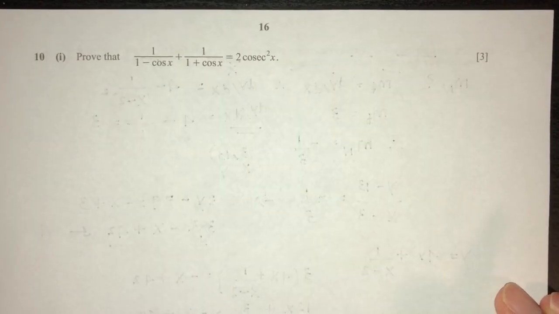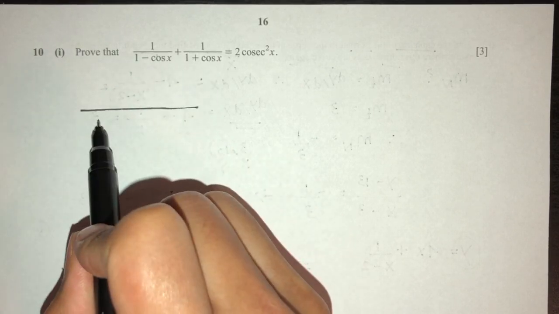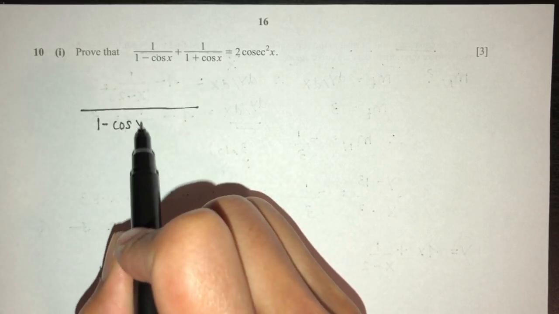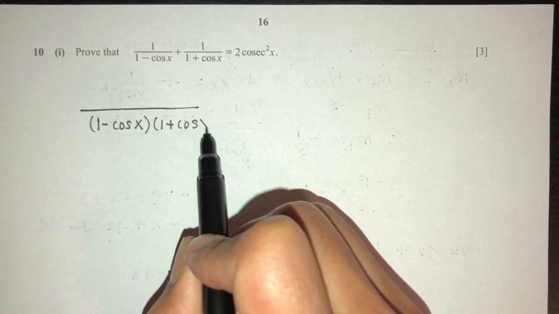Let's move on to question number 10. Prove that the left hand side equals the right hand side. So let's try to do this. First step, as you can see, the bases are different. We have to do the LCM, so multiply them by each other. You will have 1 minus cos x times 1 plus cos x.